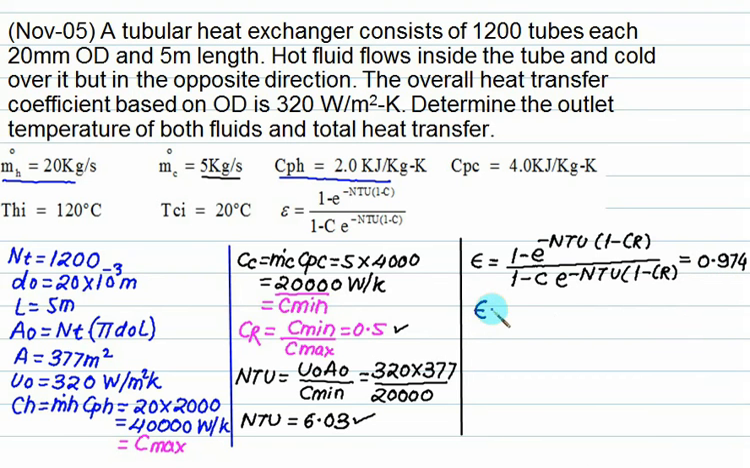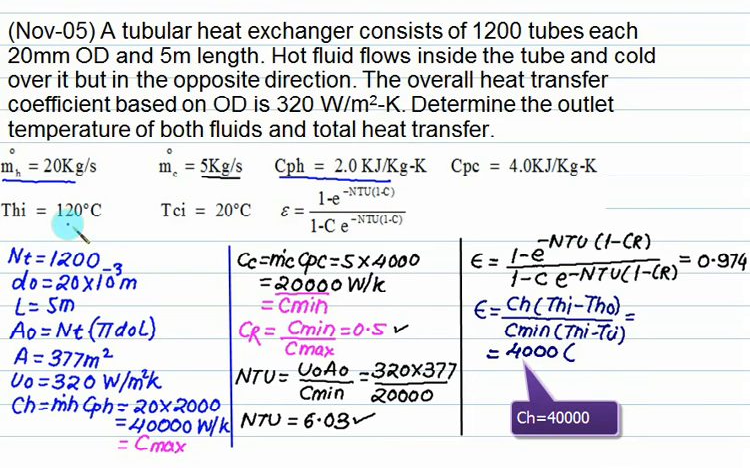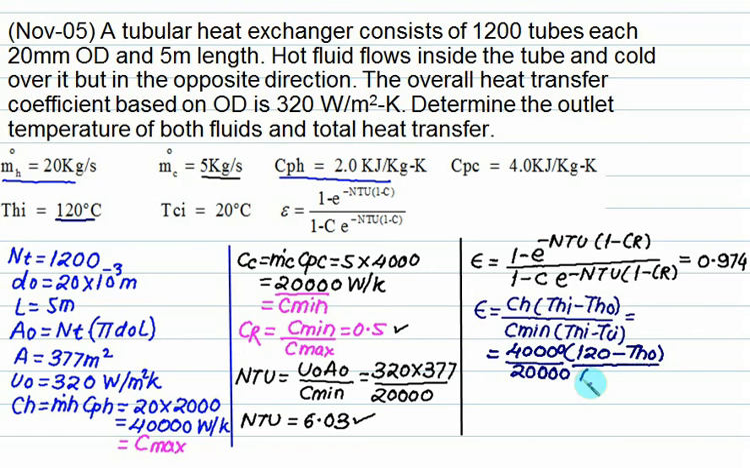Effectiveness is given by Ch into Thi minus Tho upon C minimum upon maximum difference, which is Thi minus Tci. Ch is 40,000, Thi is 120, Tho we have to find out. C minimum is 20,000, Thi is 120, Tci is 20.